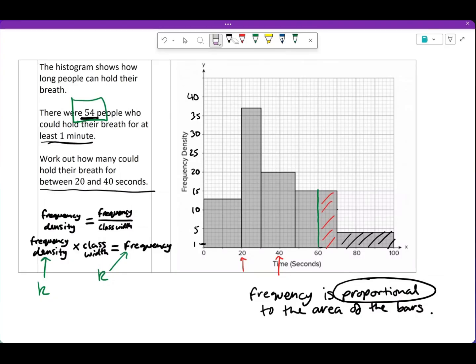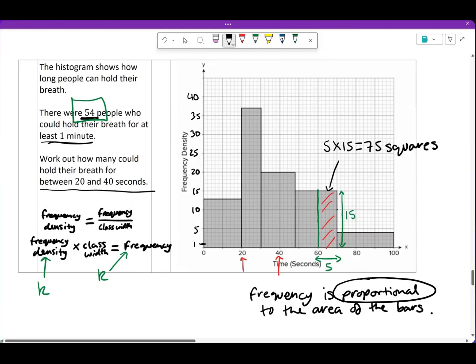So let's start with the red shaded region. Let's figure out how many little squares we have going to the right. So we have 5 along the bottom. And let's figure out how much we have going upwards. So I believe we have 3 big boxes. Each big box is worth 5. So we've got 15 going upwards. So to calculate the area here, I would be doing 5 multiplied by 15, which gives me 75 squares. So what we've established is there's 75 little squares in that red shaded region.